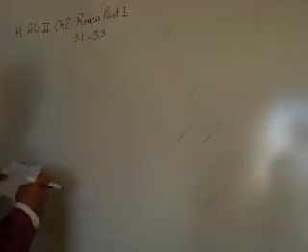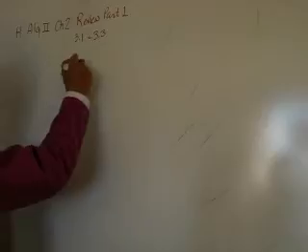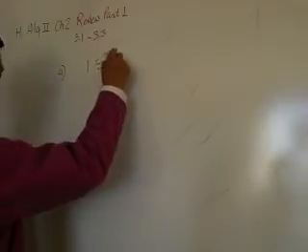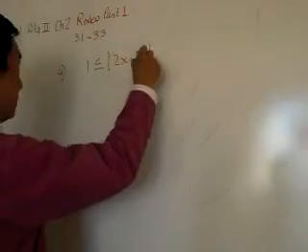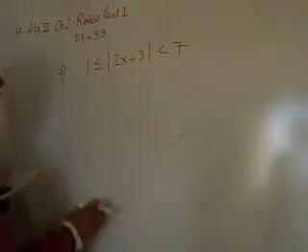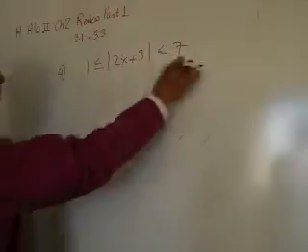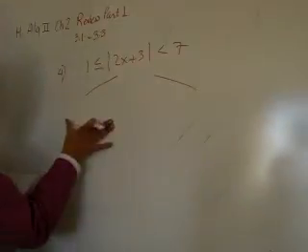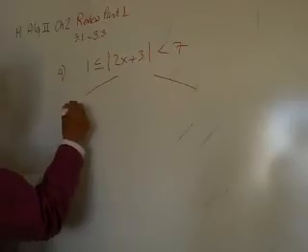So let's look at problem number 4. A little bit different type of problem. 1 is less than or equal to the absolute value of 2x plus 3, which is less than 7. When the inequality is on both sides, you have to branch it off. Okay? The first branching off is straight down without the absolute value.